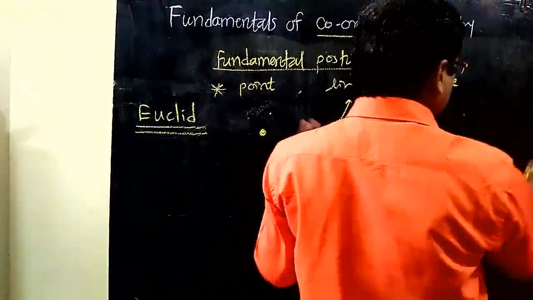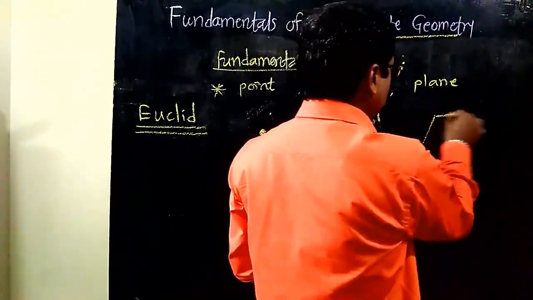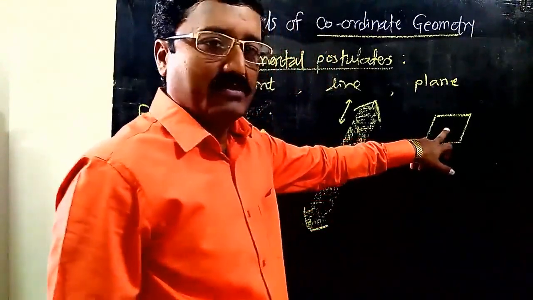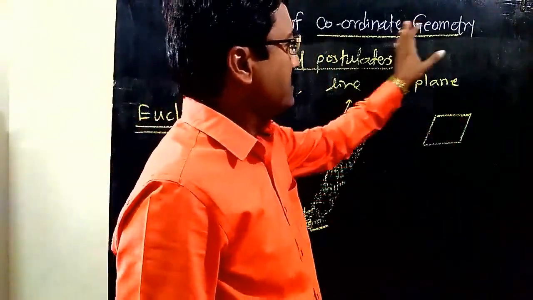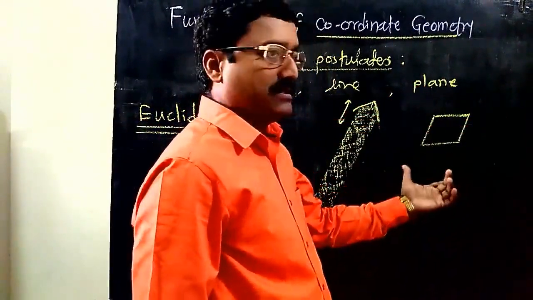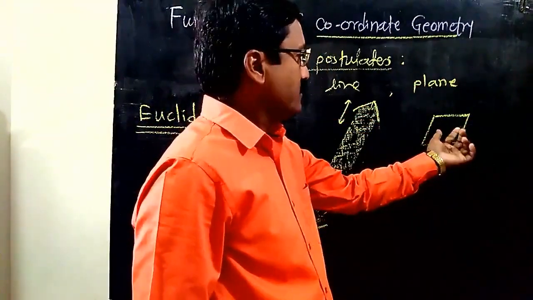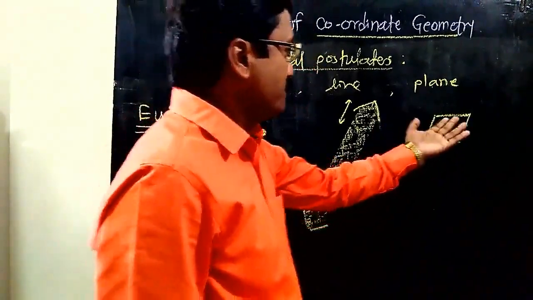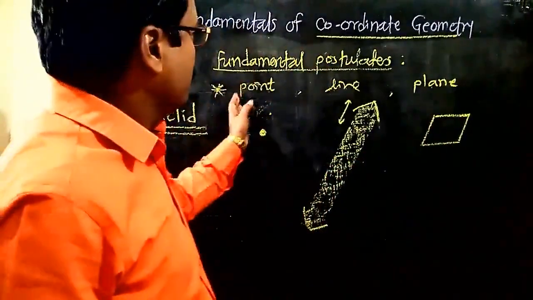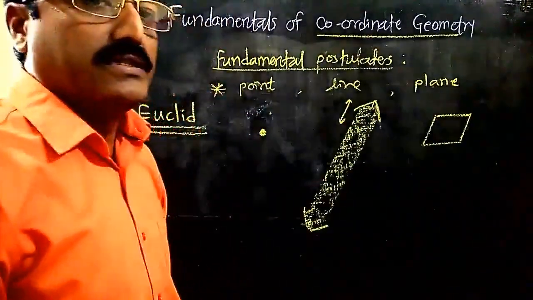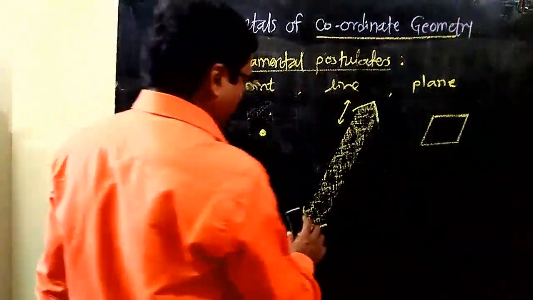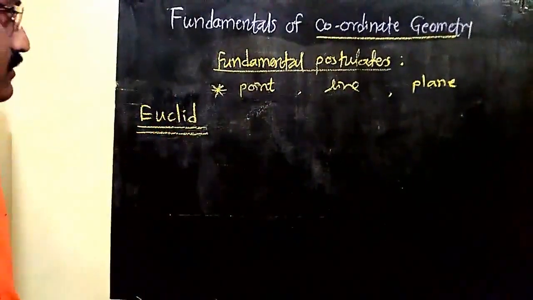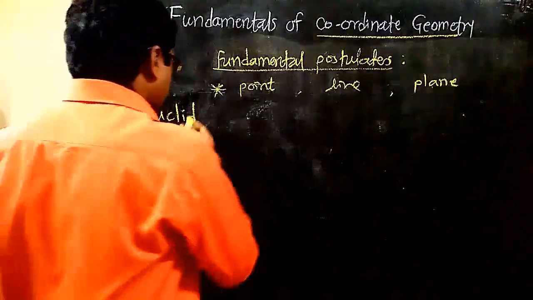Plane, this blackboard is a plane. Also we can call this a plane. So the blackboard, this rhombus or this portion, is a small part compared to the plane. So this part is called a plane, meaning we consider this portion as a plane. So these three basic concepts, point, line and plane, are not defined. We have to consider them. So these are non-defined concepts.